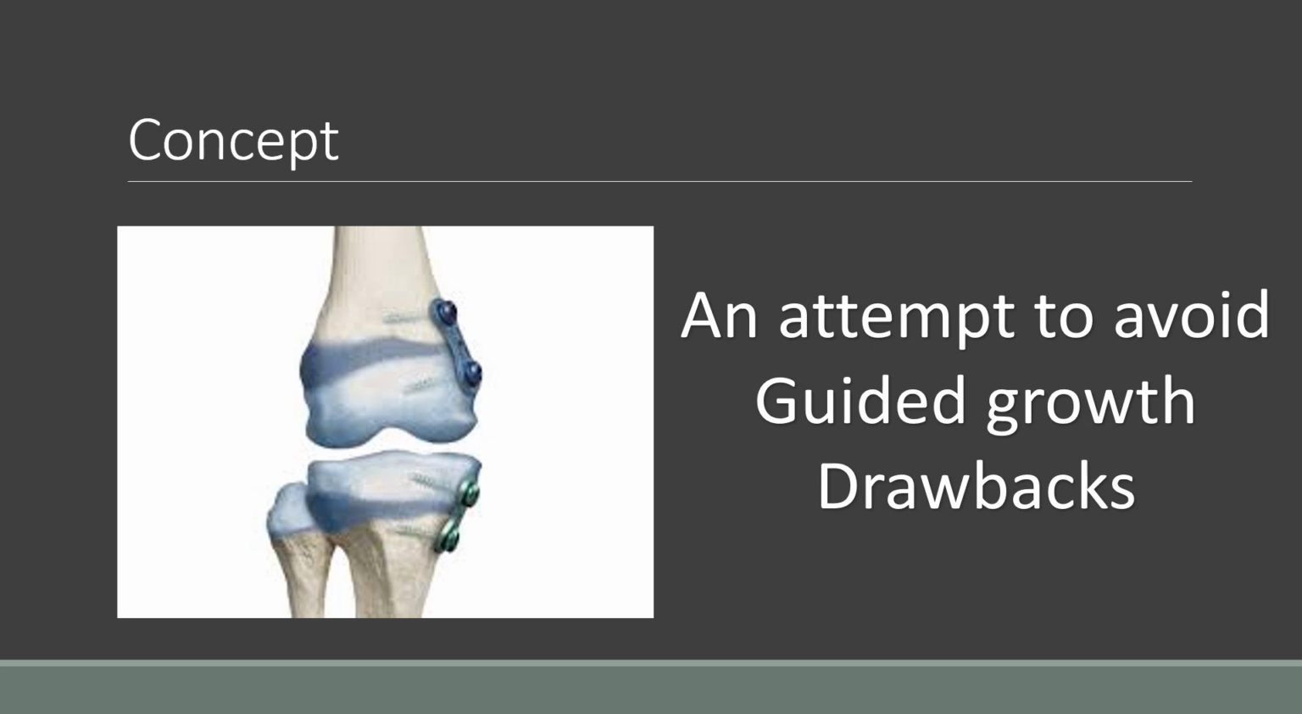The concept of this method is to try to avoid guided growth drawbacks, which include the slow correction, the non-compliance, the need of close follow-up, and the need of second surgery. In addition, it tried to avoid the drawbacks of osteotomy that usually accompany internal fixation or use of K-wires, such as infection and loosening.